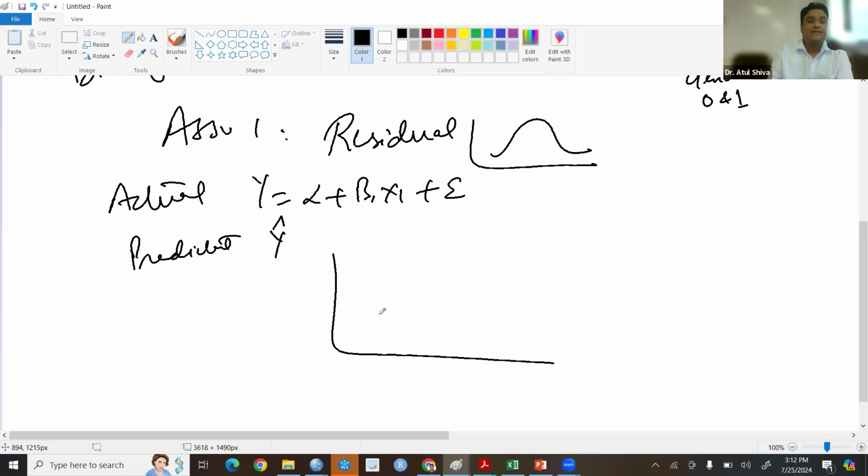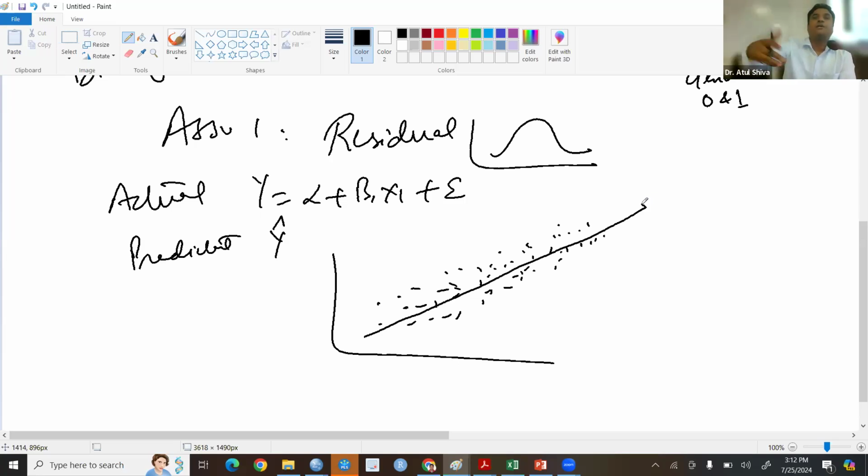Have you seen the line of best fit? You must have heard the name of the line of best fit in books. These dots are actual sales, and I draw the line of best fit. Let us say 400 data sets of sales are there, and I have drawn the regression line. This is Y. Any difference between Y and predicted Y goes into the residual E. This E must behave like this.